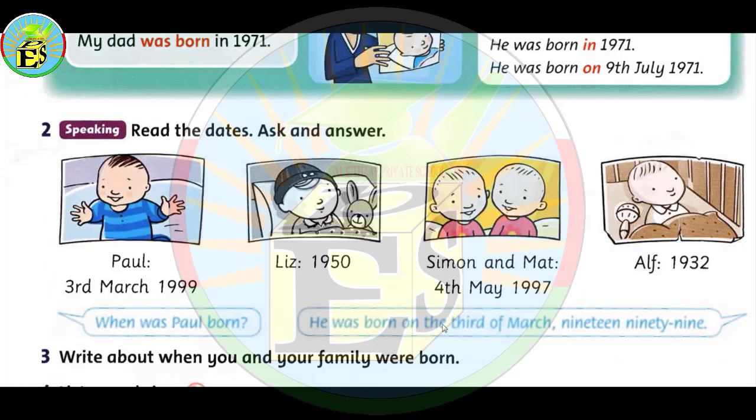So the preposition that we use in this case is going to be on. So they were born on the 4th of May, then we have to write the comma, 1997. We will write it together. You can write the answers of this task in your notebooks.